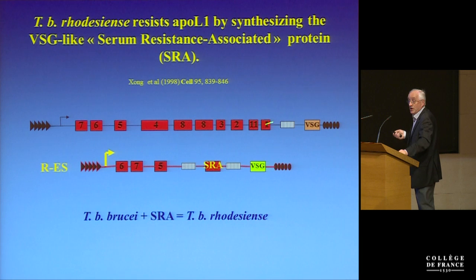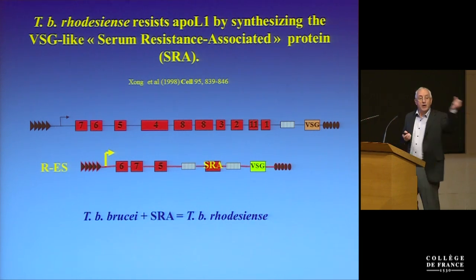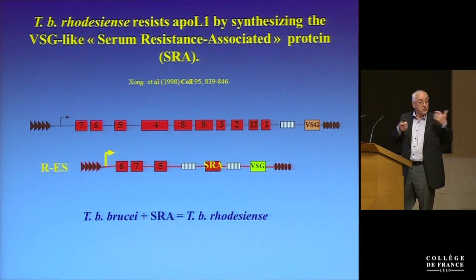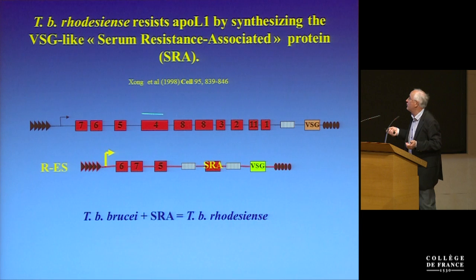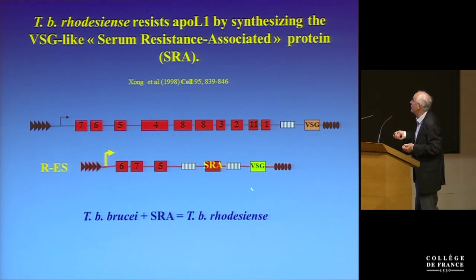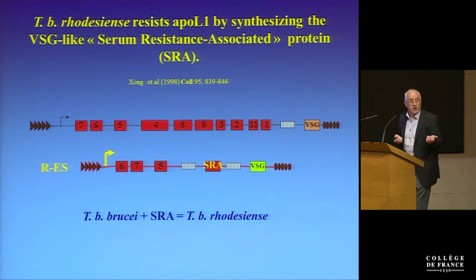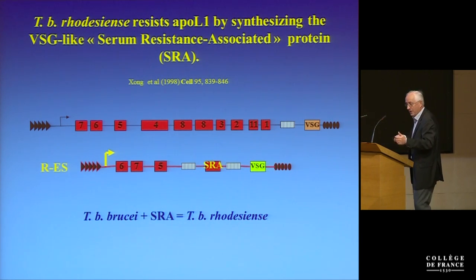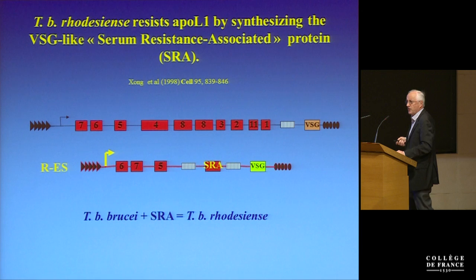But this can change. So an active site can become silent, and another one active instead. This is one of the mechanisms of antigenic variation, because switching from a given expression site to another leads to the change of the type of VSG expressed on the surface.